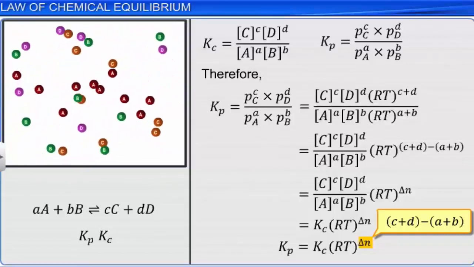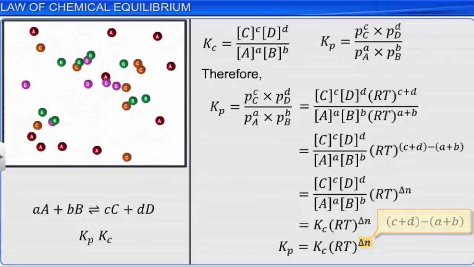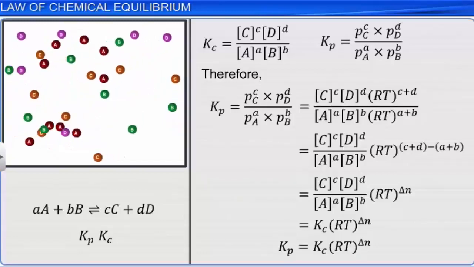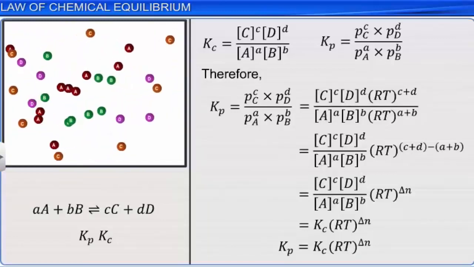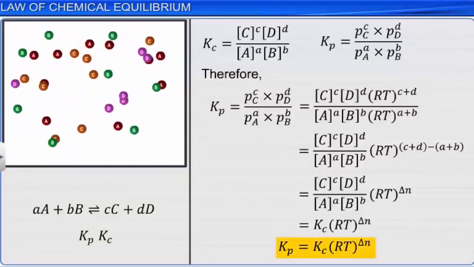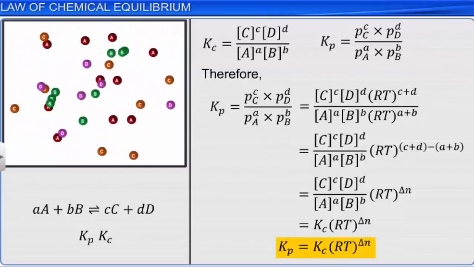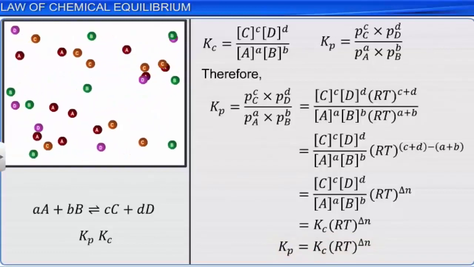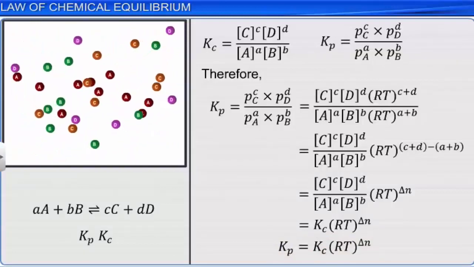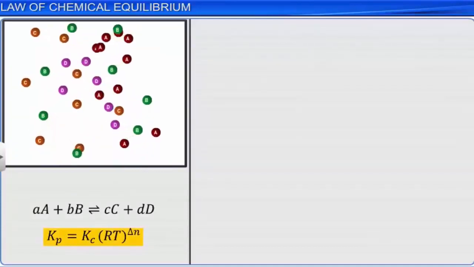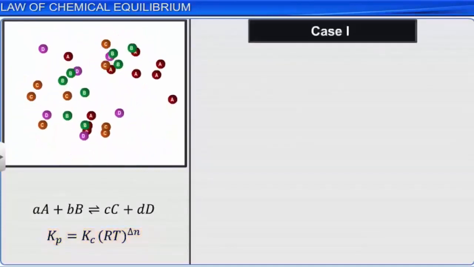Thus, Kc and Kp are related to each other by the equation Kp is equal to Kc multiplied by the product of R and T raised to the power of delta n. Let us see how the relationship between Kp and Kc varies with the difference in the number of moles of products and reactants. Case 1.